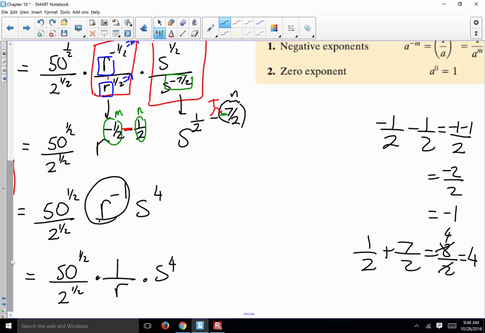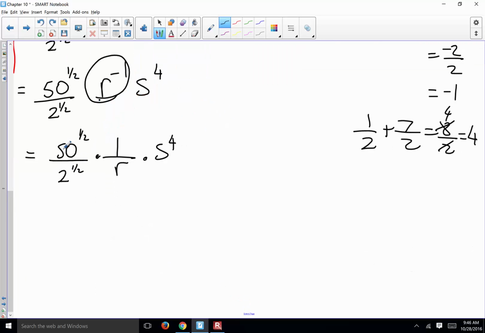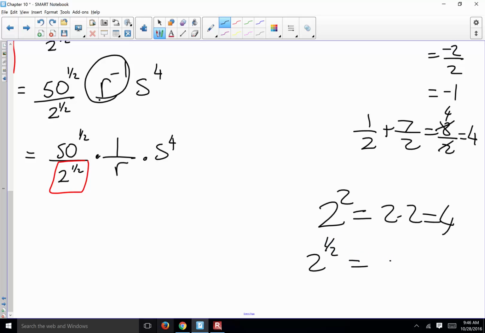Is the question over though? No, you need to compute number exponent cases as best as you can. Well, you know how to compute 2 squared, right? 2 squared is 2 times 2, 4. That is no issue, but how do you compute 2 to the 1 half? Or 50 raised to the power 1 half? I wish these were whole powers, like 3. I would just multiply 50 three times and be done with it. How do I compute these?